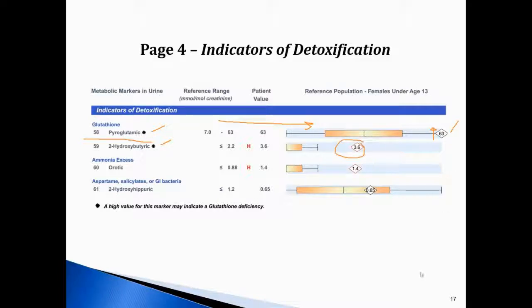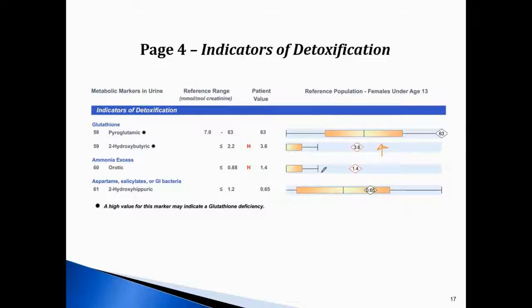So at times what you'll find is you'll see a normal, in this case semi-normal, pyroglutamic, but an elevated 2-hydroxybutyric. Okay, and so the system is stressed, those pathways are stressed. And so it does make sense to do, if you can, some type of glutathione support.